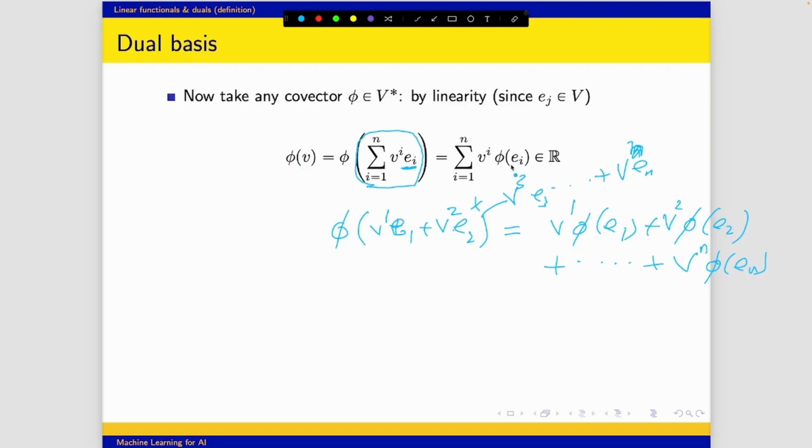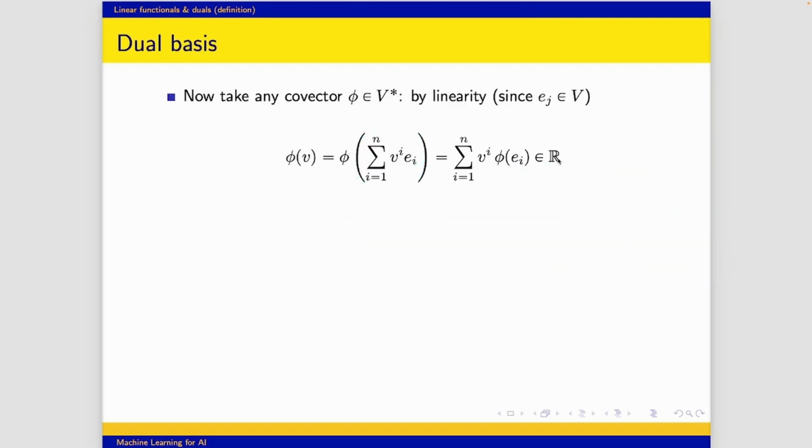Okay, and remember that this is just a real number. So the result of this must be a real number because phi is a linear function. It acts on vectors in V. These are vectors in V, the basis vectors. So this will give us a number. So we've got numbers times numbers and then a sum over these. So we will get just a number.